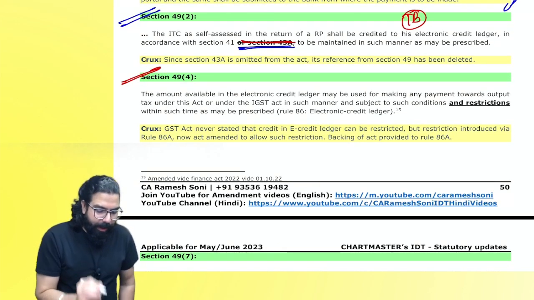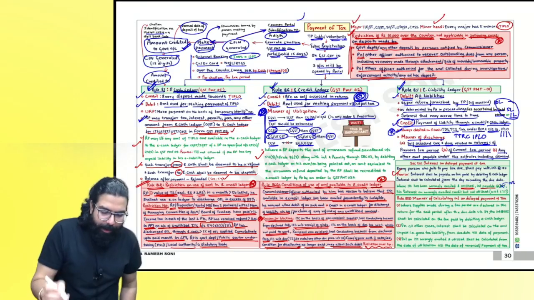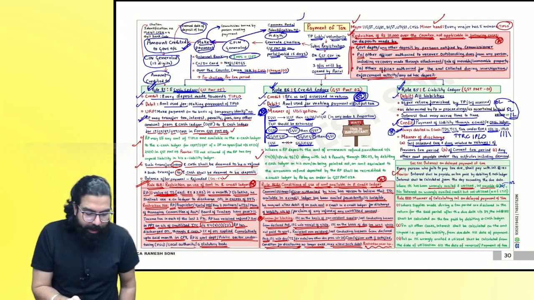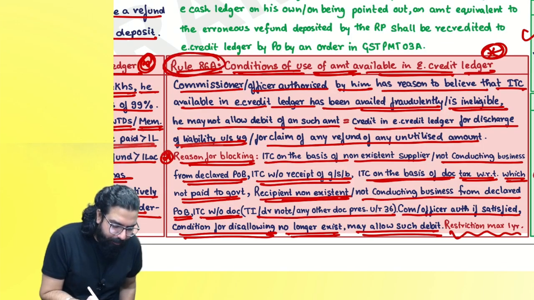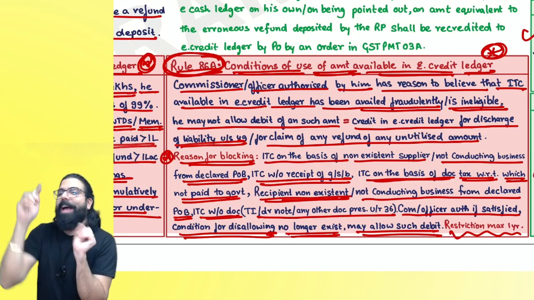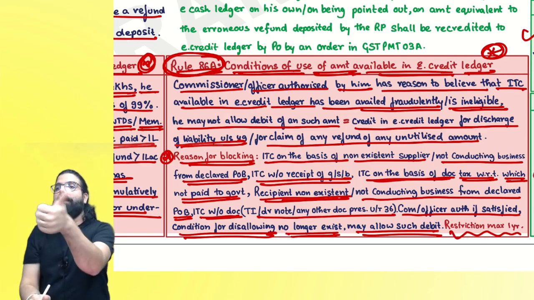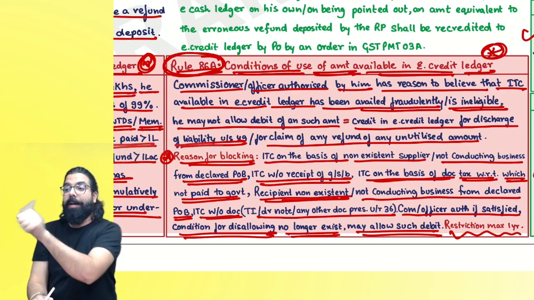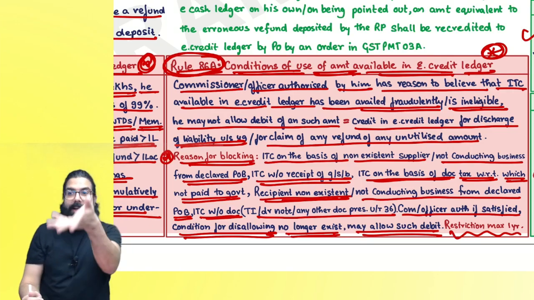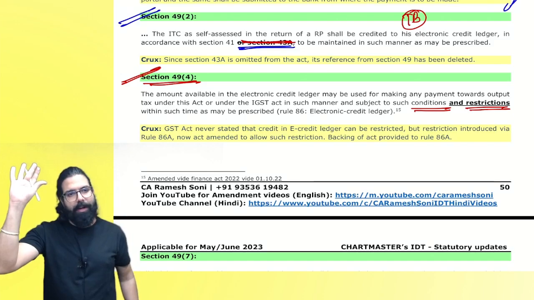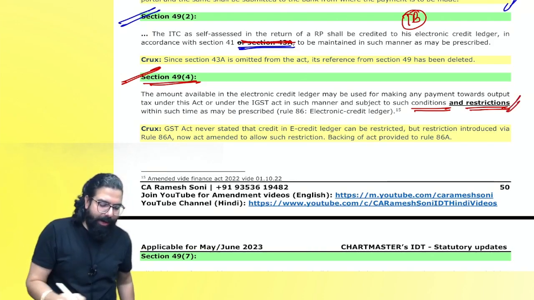Next, sir, here they went ahead and told, tell me one thing. When you see in your chart, you will see over here, rule number 86A is there. For making any rule, the backing of the act has to be there. In the act, it was never told that the Commissioner can block the credit like this. And hence, they changed the act and told, sir, we can give condition and restriction. Are we clear, everyone? This word and restriction was added.